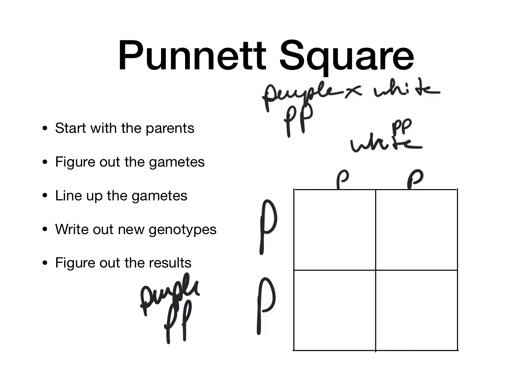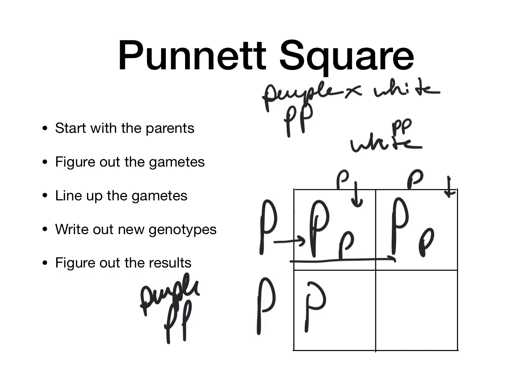Now we need to fill out this box with the odds. So this capital P and this little p make a big P and a little p. And then this capital P here and this little p here, and you have the same thing. And pretty quickly you'll figure out that all of the offspring will get one capital P from their purple parent and one lowercase p from the white parent, and they will all be heterozygous, but they will all look purple. So sometimes we write this as 100% purple. Okay? That's how you do a Punnett square.